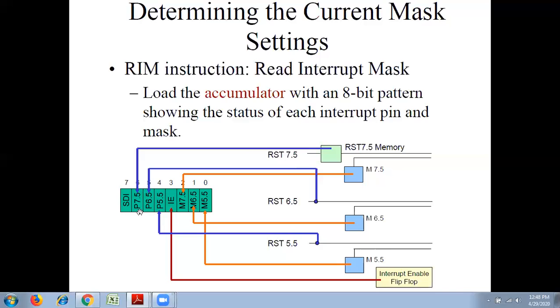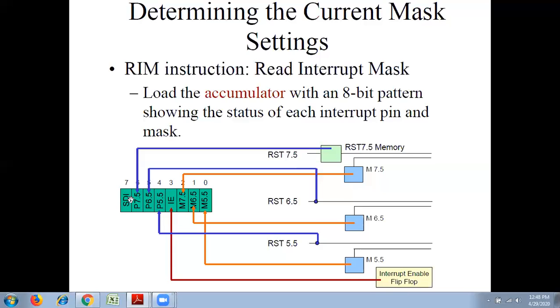That is actually the content of the accumulator. When the RIM instruction is applied, these masking bits will be copied into the respective three bits: the 0th bit, 1st bit, and 2nd bit of the accumulator will hold the masking bit of the respective interrupt, starting with 5.5, then 6.5, then 7.5. After that, the interrupt enable flip-flop: whatever its content is will be placed here, that is IE, 1 bit.